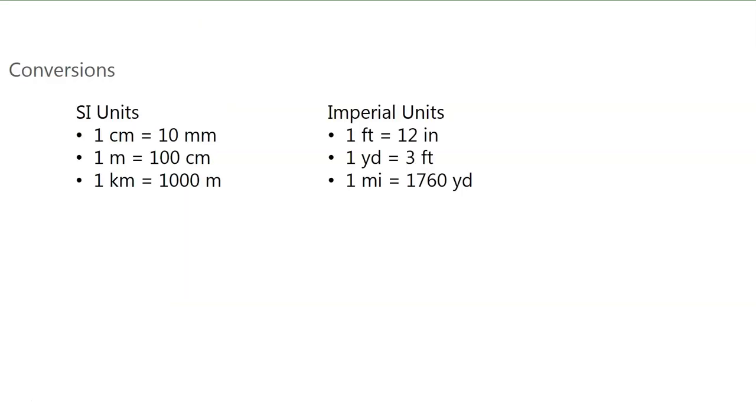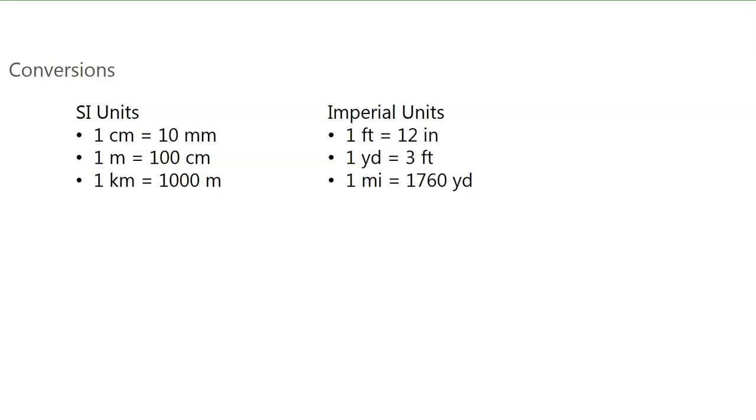So if we need to convert within SI units, here are the conversions we're going to use. 1 centimeter equals 10 millimeters. So you may have noticed on your centimeter ruler that 1 centimeter is broken up into 10 smaller notches, and each of those little notches represents 1 millimeter. If you have a meter stick, you'll notice that it's broken into 100 little notches, each one of those representing a centimeter. 1 meter equals 100 centimeters. And we also have 1 kilometer equaling 1,000 meters.